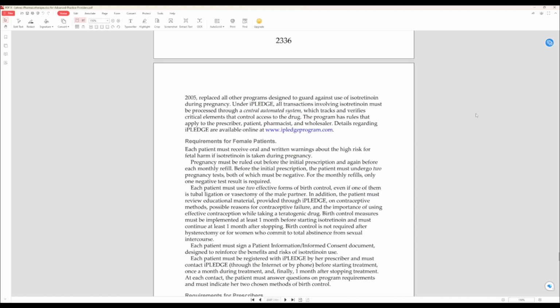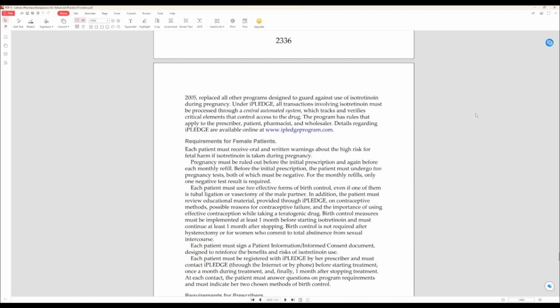Each patient must use 2 effective forms of birth control, even if one of them is tubal ligation or a vasectomy of the male partner. In addition, the patient must review educational material provided through iPledge on contraceptive methods, possible reasons for contraceptive failure, and the importance of using effective contraception while taking the teratogenic drug.